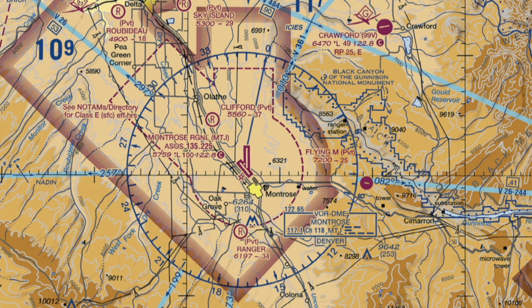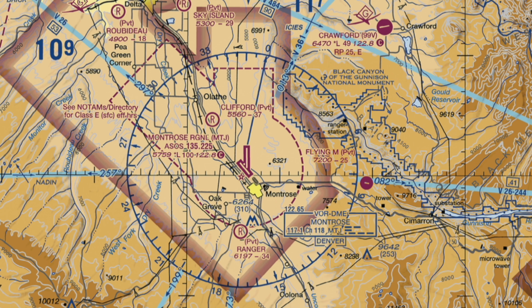Now, you will also see a dashed magenta line that indicates that that is also Class E airspace around the airport, but a dashed magenta line around an airport indicates that Class E begins at the surface, not at 700 feet AGL like you saw with the faded magenta.